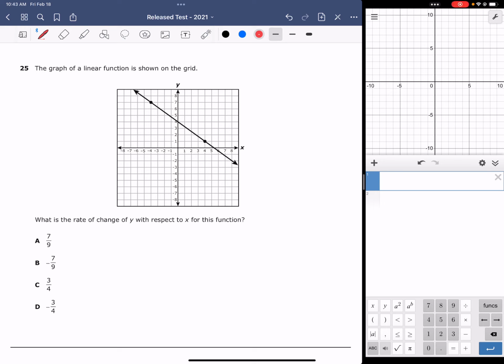The graph of a linear function is shown on the grid. What is the rate of change of y with respect to x for this function? The key vocabulary word that needs to be picked up on in this question is rate of change. And we need to remember that this is just a fancy way of asking for slope.